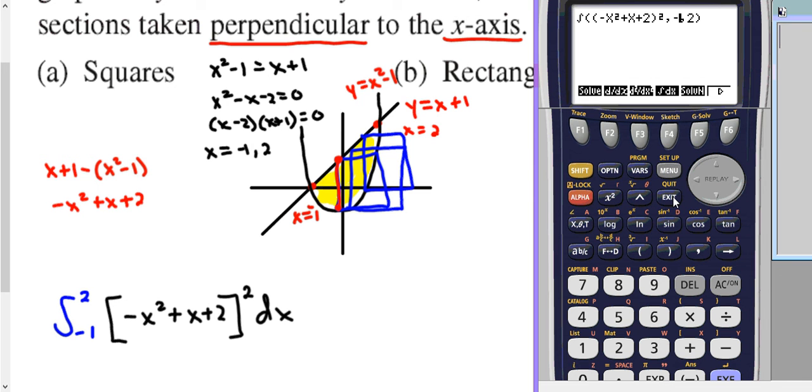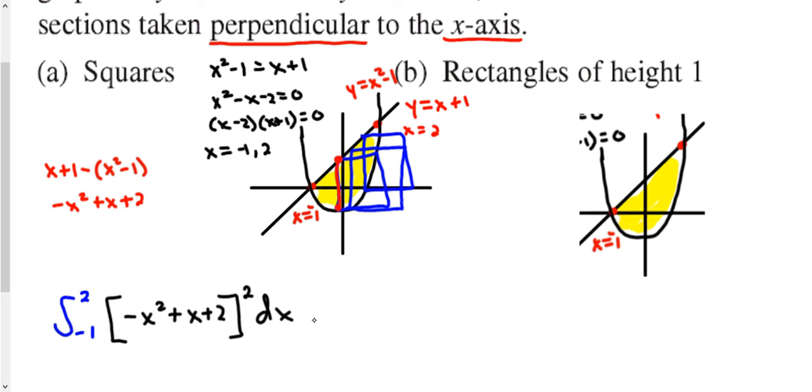Oops, what did I miss? Oh, negative 1, I missed the 1. That's pretty nice. It puts the cursor right there. It shows me. So look at that, 81 over 10. So the volume of this figure would be 81 over 10, or 8.1 cubic units.